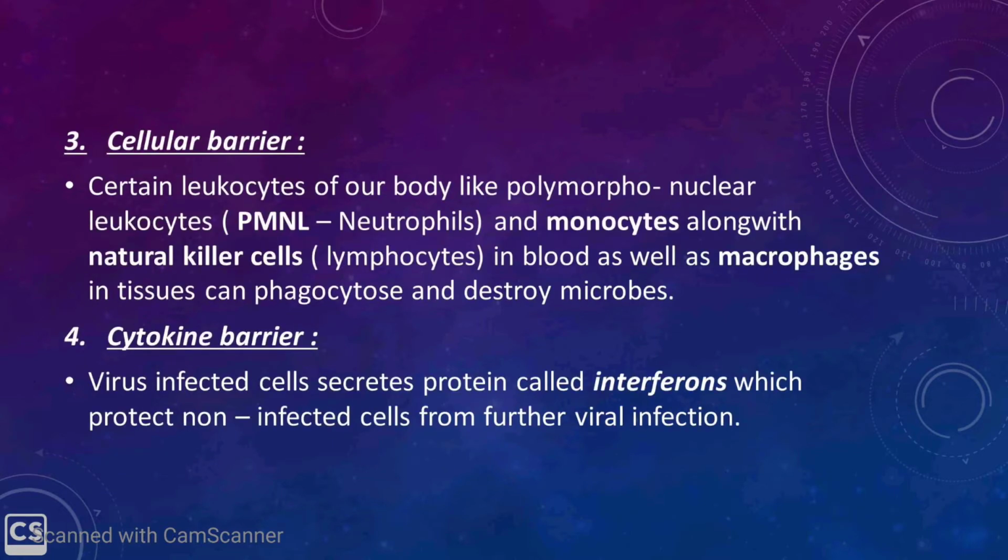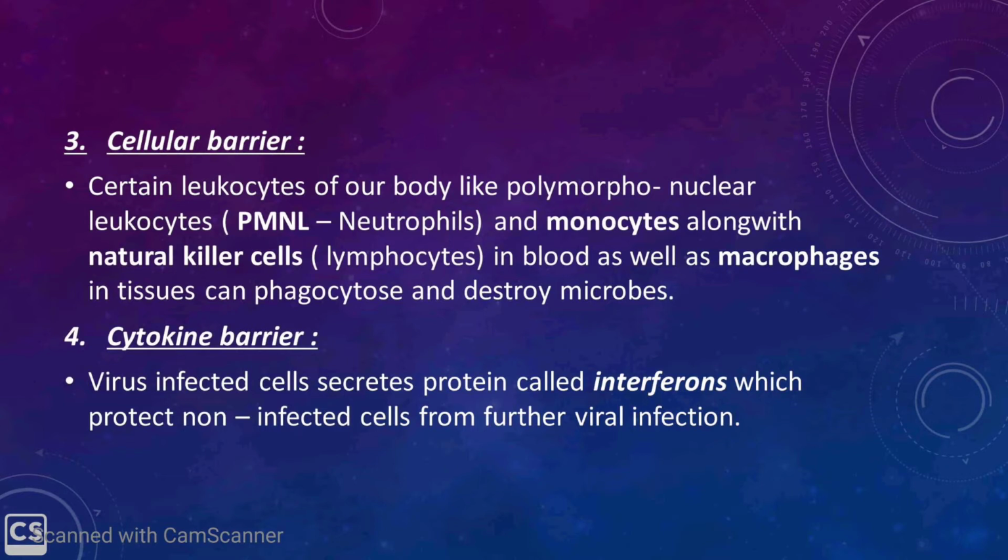Third one is cellular barriers. Certain types of leukocytes, that is WBCs, of our body like polymorphonuclear leukocytes, that is PMNL, known as neutrophils, and monocytes, along with the natural killer cells, that is a type of lymphocyte in the blood, as well as macrophages in between the tissues, can phagocytose and destroy microbes.